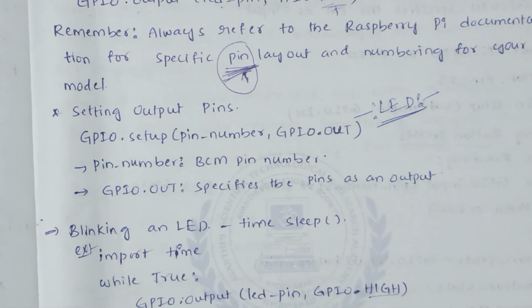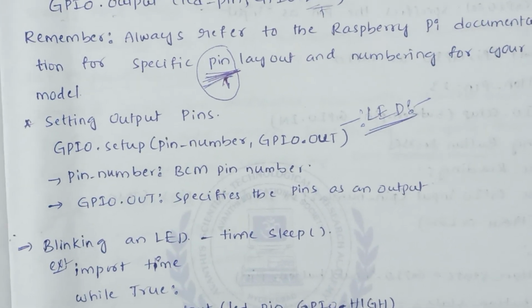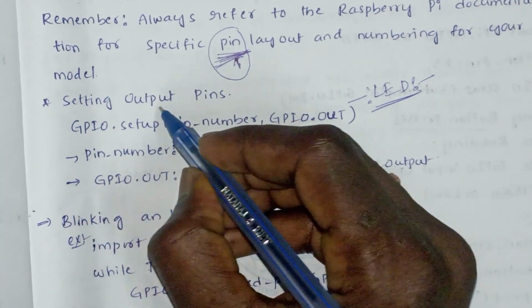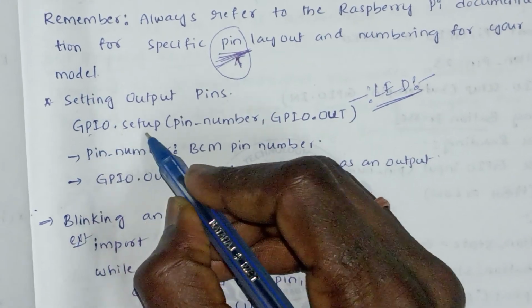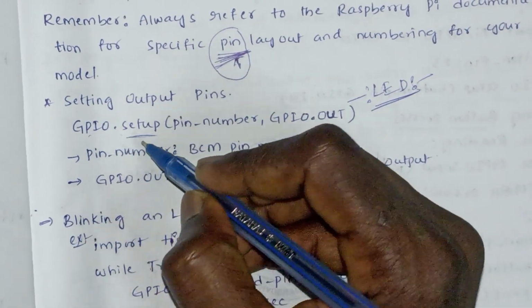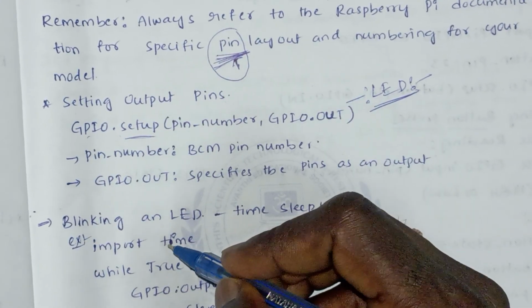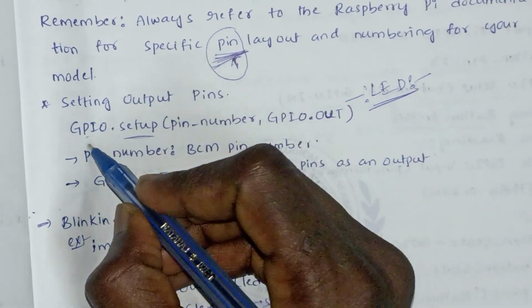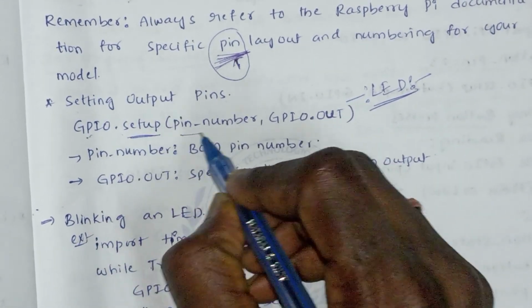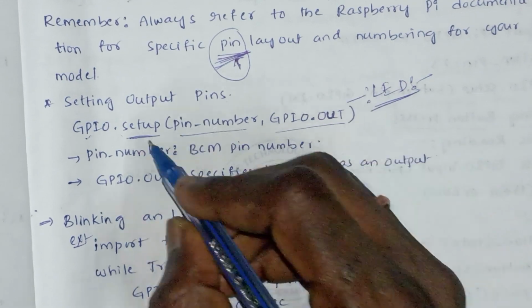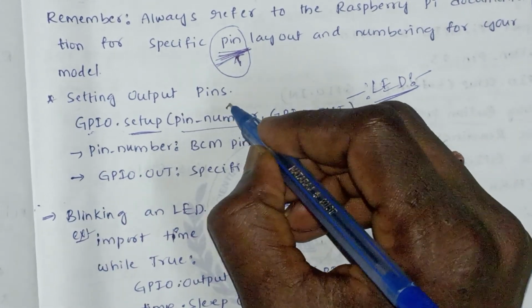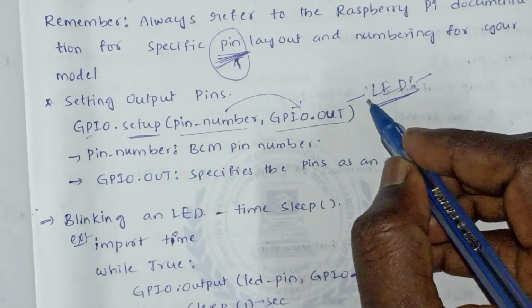So how to set up a pin for output, that is what we will see. Setting up output pins, GPIO.setup. This is nothing but the GPIO only, not the LED. We will discuss the LED next. GPIO.setup, pin number, GPIO.OUT. What we are setting, that pin number is going to be set to GPIO.OUT.